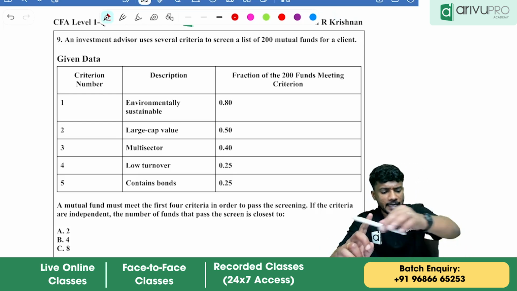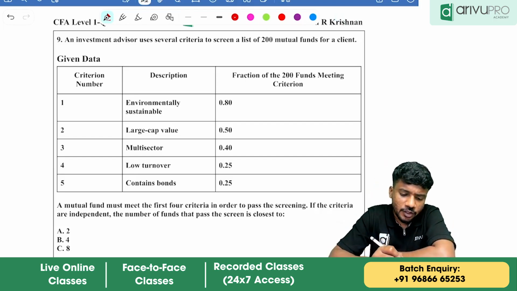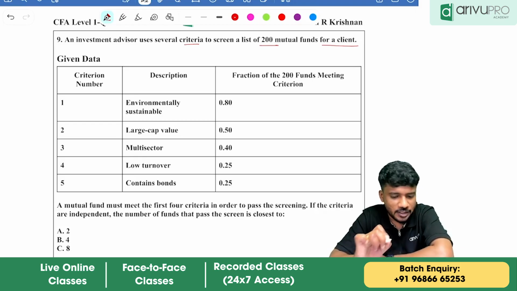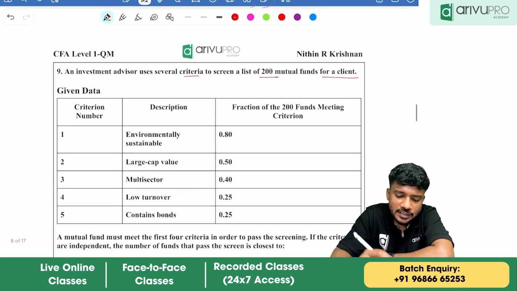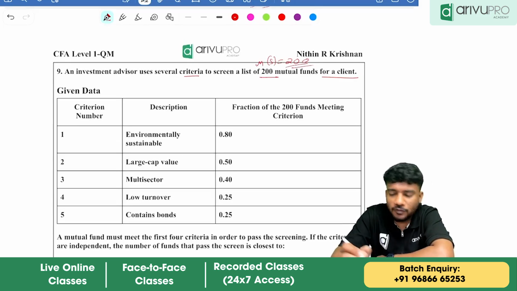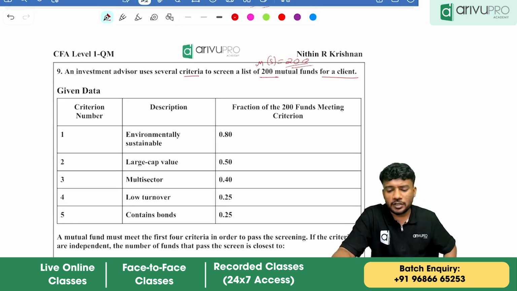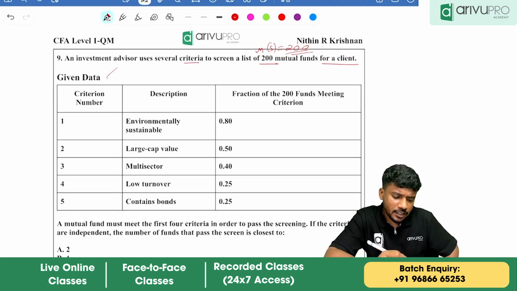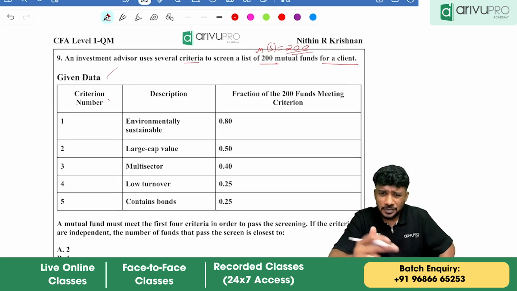Look here. An investment advisor uses several criteria to screen a list of 200 mutual funds for a client. List of how many mutual funds? 200 mutual funds in total. So n of s is how much? N of s is 200. The total number of outcomes, the total sample space, is 200.